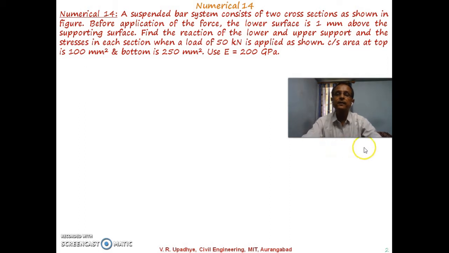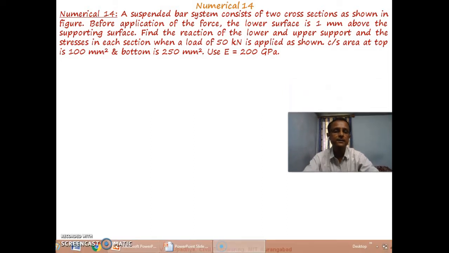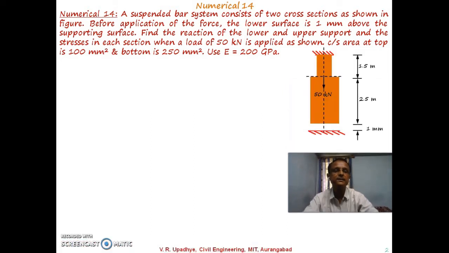Numerical 14. A suspended bar system consists of two cross sections as shown in the figure. So the diagram given is something like this. Before application of the force, the lower surface is 1 millimeter above the supporting surface. So this is the supporting surface, and this bottom part is not connected to it before application of the force. So this distance is given as 1 millimeter.